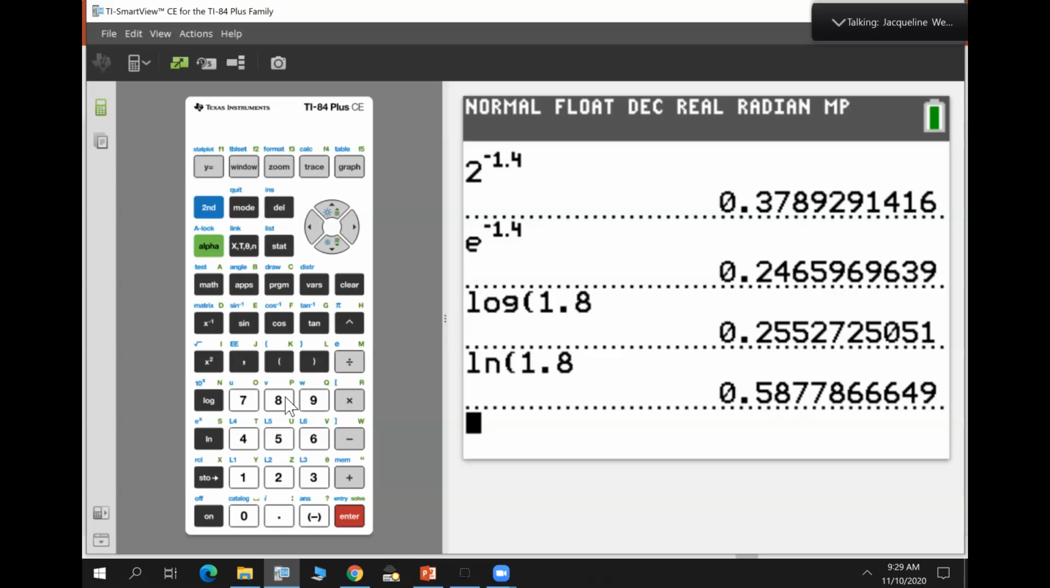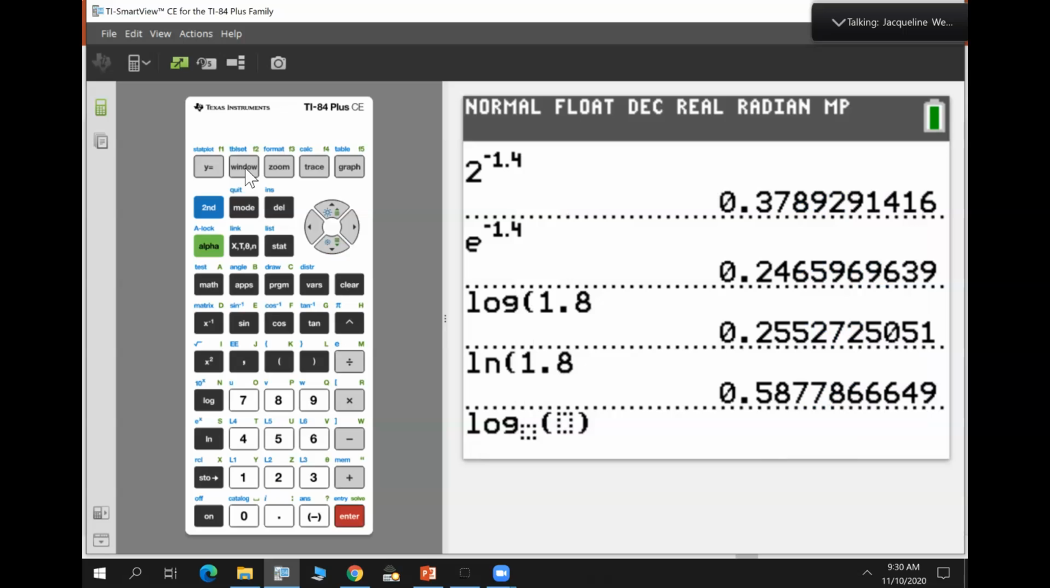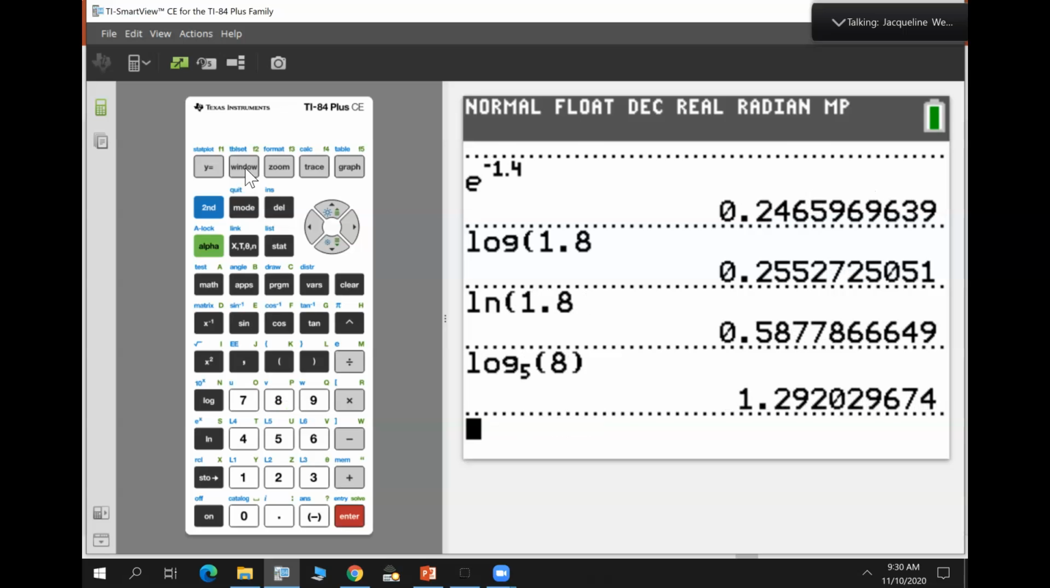And then the last one, they wanted the log base 5 of 8. And we actually have 3 different ways that we can put that in our calculator. The fastest, easiest way is to do alpha and then window. And then you can see for my number 5, it may not be your number 5, but for my number 5, I have log base. When I choose that, I can put in any base that I want to, and I can put in what I want it to take the log of, and it will do change of base for me.